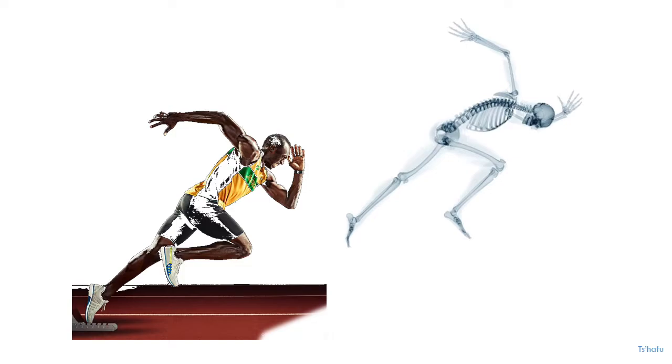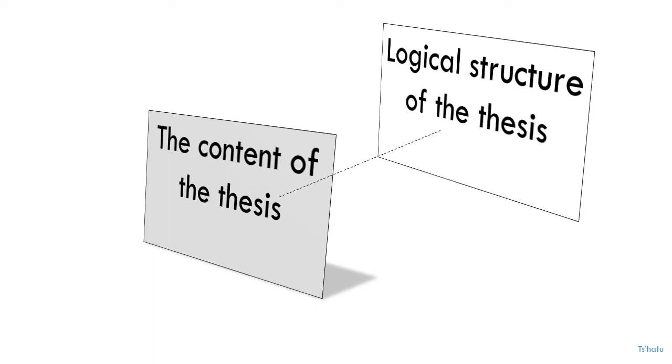What's illustrated like this: we have the content of the thesis. This is literally what we read. And in the back, hidden, is a logical structure that upholds the thesis. We're going to focus on this logical structure. We're going to try to tease out and highlight what that structure looks like. And you'll see that there are all kinds of benefits we can get from going through this exercise.